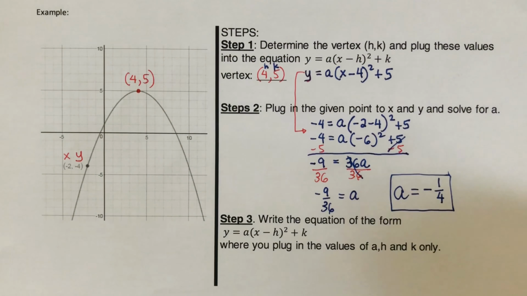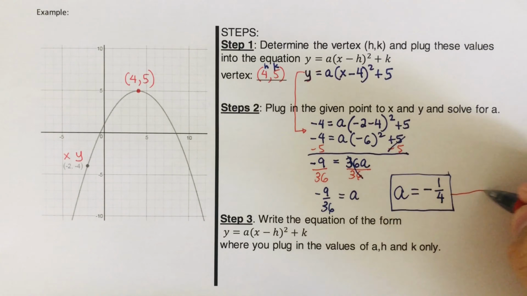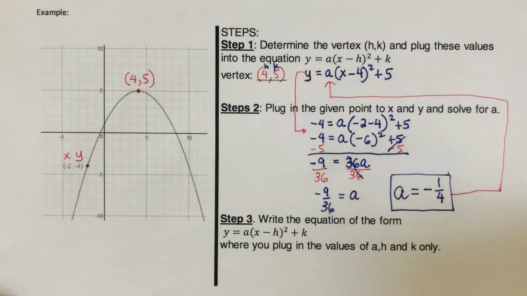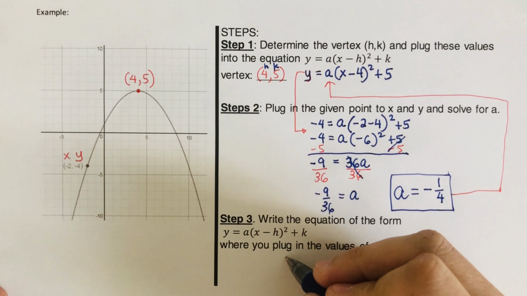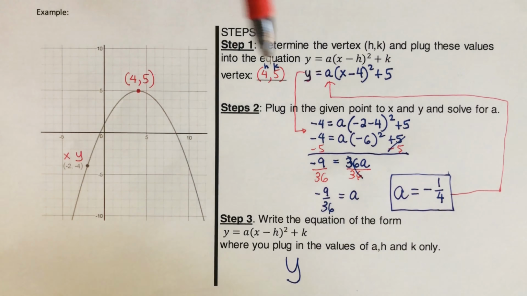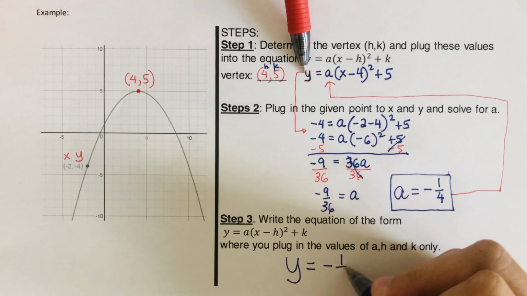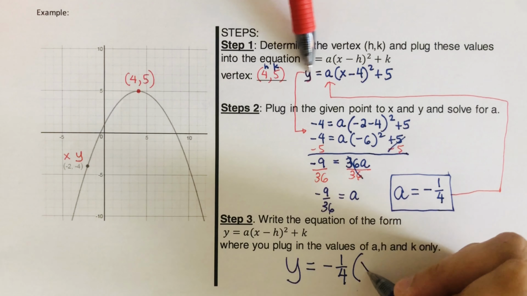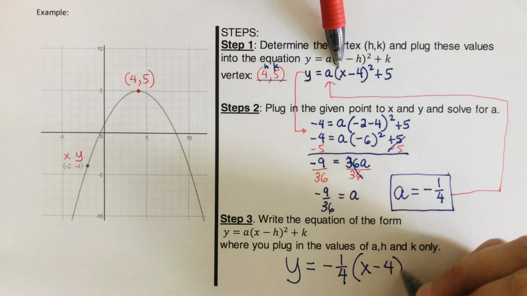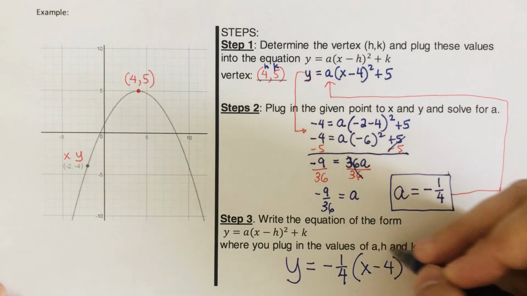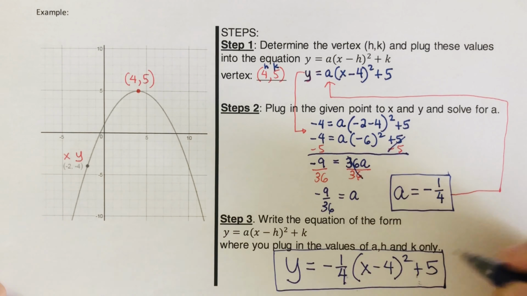And this value is the one that we plug back into the equation that we got from the first step. So the final equation that we're going to have would be, I rewrite it, y equals, our a now is negative 1/4, times (x minus 4) squared plus 5. So this is our equation for this graph.